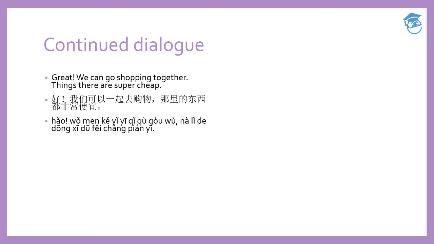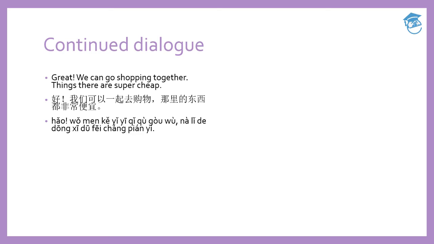So it has the direction of going there. Okay, if you want to say 我们可以一起购物, that's fine as well. And 那里的东西都非常便宜, so is to say things there, but in this context it's like saying that there is possessing some things. So to say 那里的东西 is to say things there.